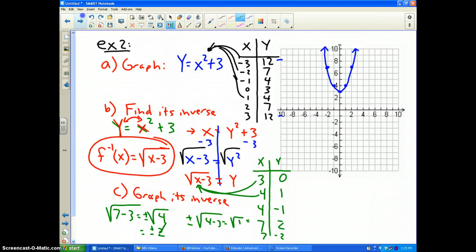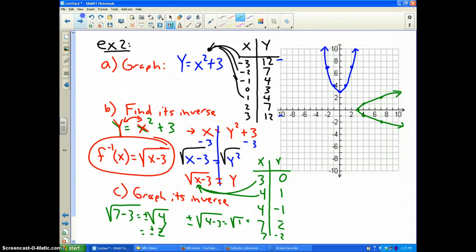So I can have 7 and 2 and 7 and negative 2. Now let's graph those points and see what it looks like. The point 3, 0 is right there. The point 4, 1 is right there. The point 4, negative 1 is right there. And the point 7, 2 is right there, and 7, negative 2 is right there. Oh, we get a parabola that's turned sideways.